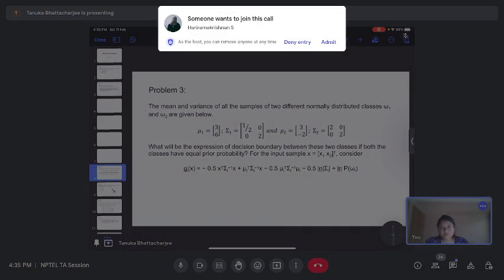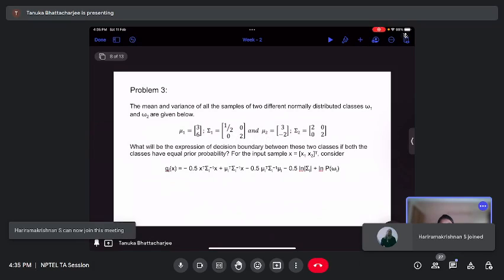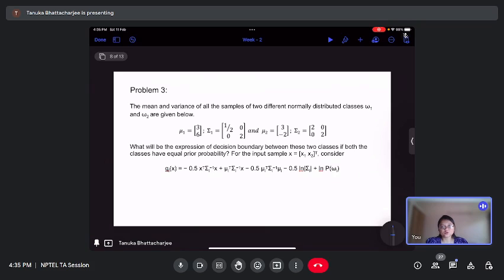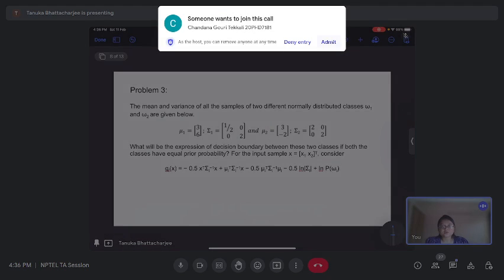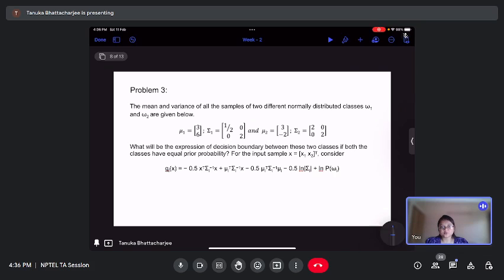Let us take one more similar example. Here the mean and variance of all the samples of two different normally distributed classes omega 1 and omega 2 are already given. So what we computed in the last problem, those informations are already here. What we are supposed to do is find the expression of the decision boundary between these two classes if both classes have equal prior probability.